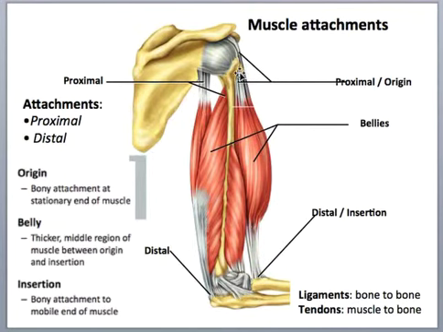I will probably use proximal and distal in class because it coincides with your textbooks, but you should be aware of what origins and insertions are and be able to use them as well. The belly of the muscle is just this part in the middle between the two attachments. That is basically where all the muscle tissue is. So that's the belly of the muscle.